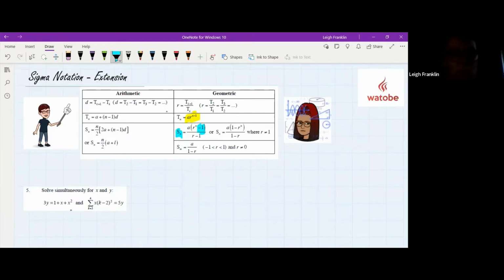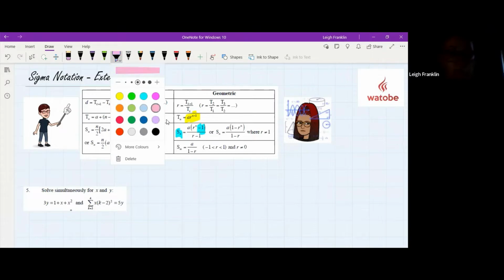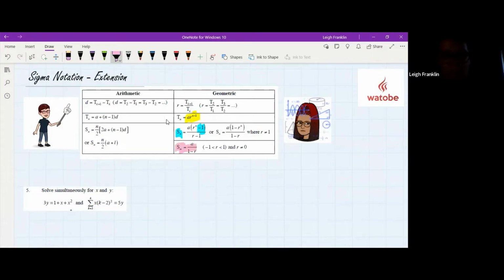And then the last formula over here, which should be familiar to you, but we haven't discussed yet, is our sum to infinity. But we'll talk about that next week. Let's have a look at the very first question.